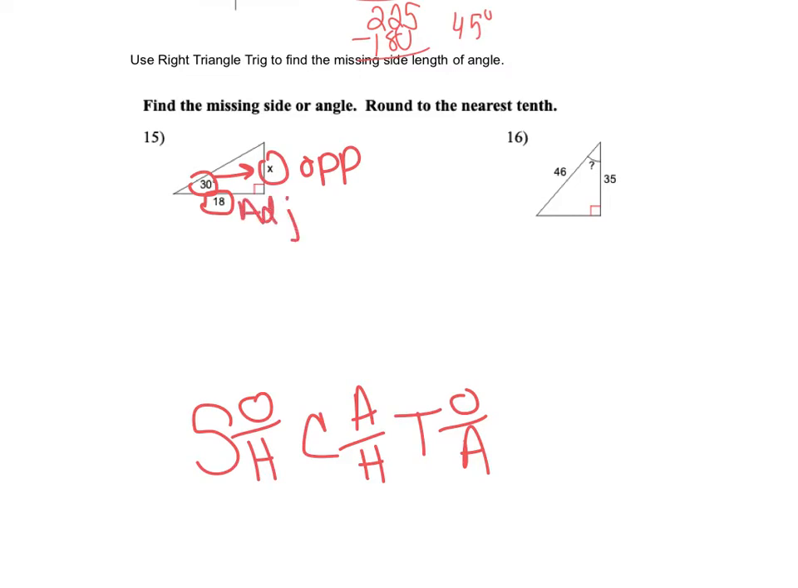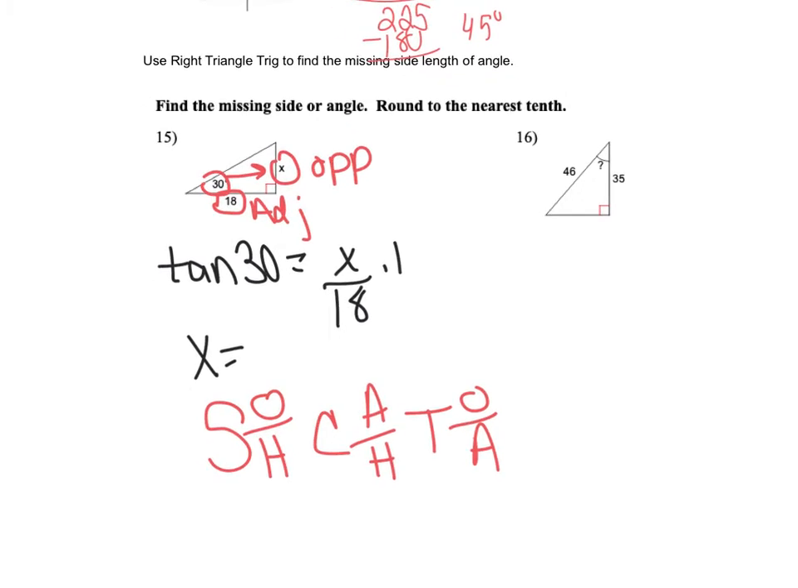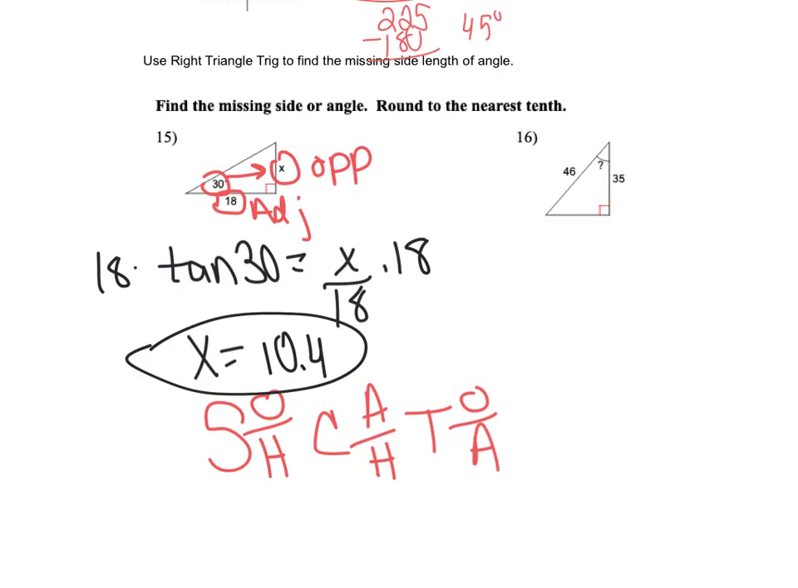So if I have opposite and adjacent, I am going to use tangent of my angle, which is 30, is x over 18. I just multiply 18 on both sides. And in my calculator, if I take 18 times the tangent of 30, I should get approximately 10.4. Okay, that's when we're finding a side.